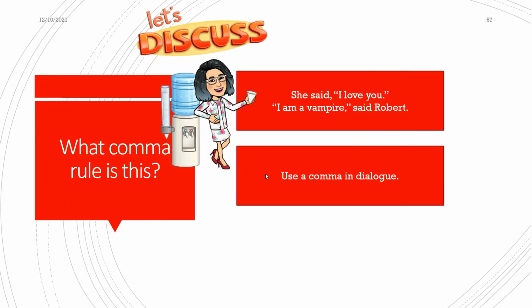And then here we use a comma in dialogue. We always use a comma when you go, "I love you," she said, and then, "I am a vampire," said Robert. So always before or after said, we use a comma in dialogue.